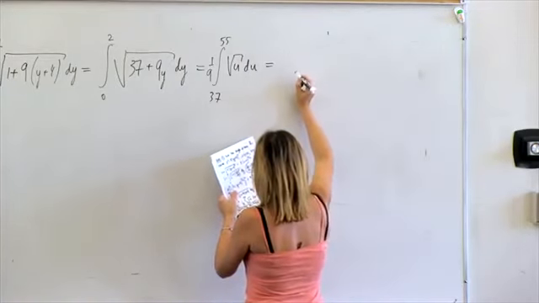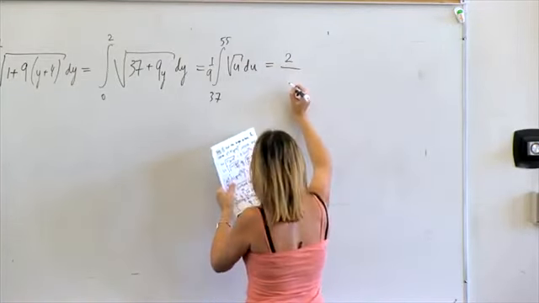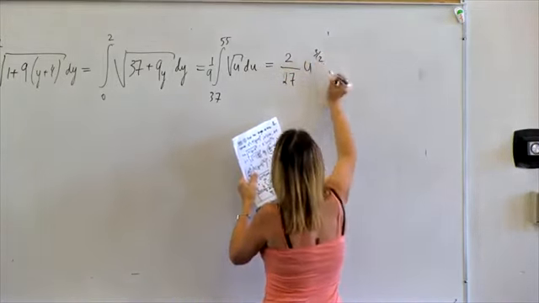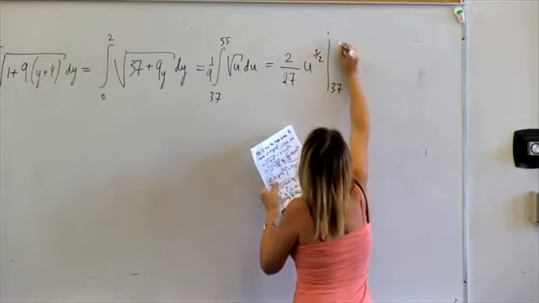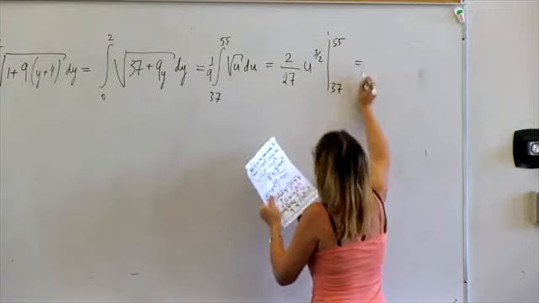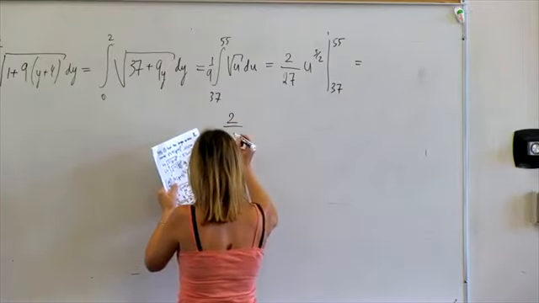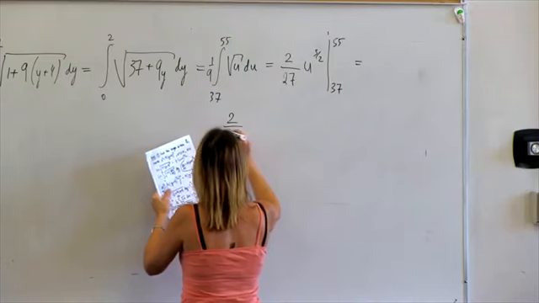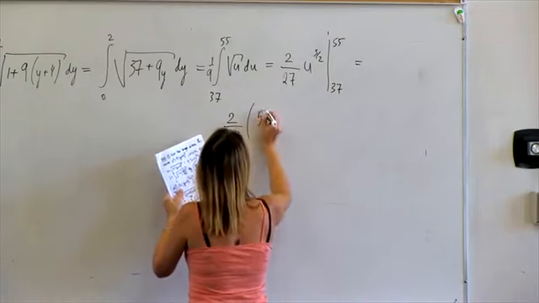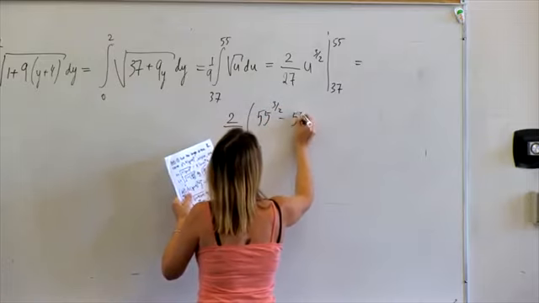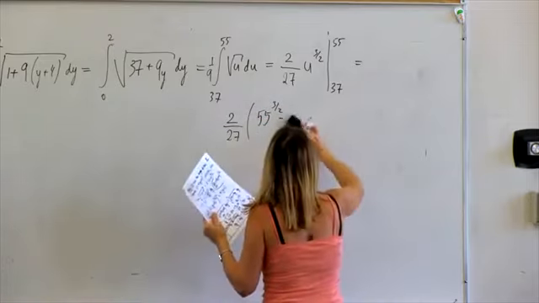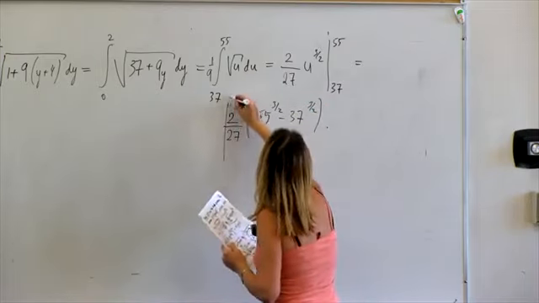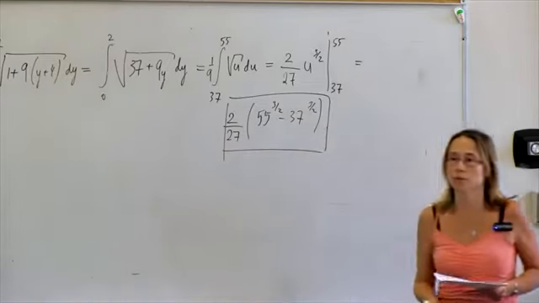Okay, so I have 2 over 27 times u^(3/2) from 37 to 55, and this gives me 2 over 27 times (55^(3/2) minus 37^(3/2)). Okay, so this is the numerical answer for this curve.